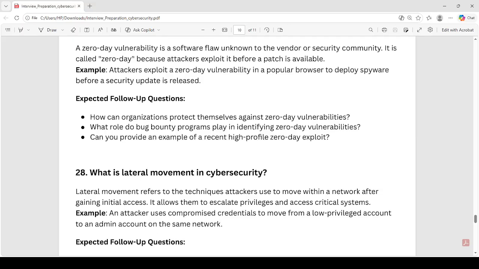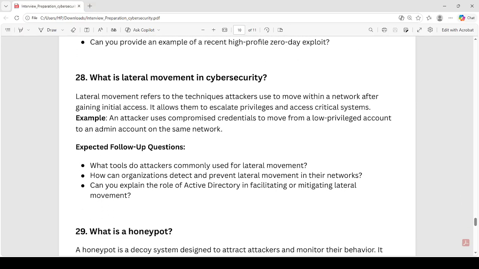Question number 28. What is lateral movement in cybersecurity? Lateral movement refers to a technique that attackers use to move within the network after gaining initial access. It allows them to escalate privileges and access critical systems. Example: an attacker uses a compromised credential to move from a low-privilege account to an admin account on the same network.